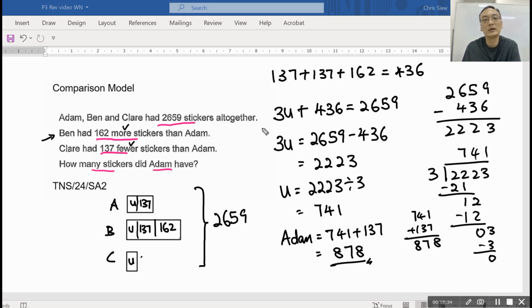After that, we're able to form an equation. After we form this equation, where we have 3 units plus 436 equals 2659, we will do a subtraction and we find out that 3 units is equal to 2223. From here, we divide by 3, so 1 unit will give us 741. After we find the value of 1 unit, we go back to the question. We're looking for Adam. Adam is 741 plus 137. And we will end up with 878. And that will be the answer for this question.